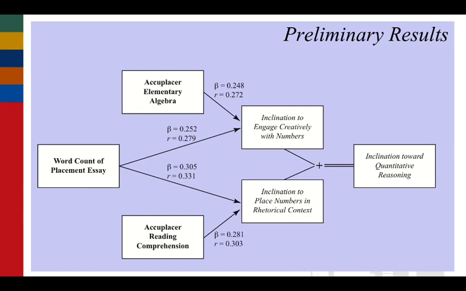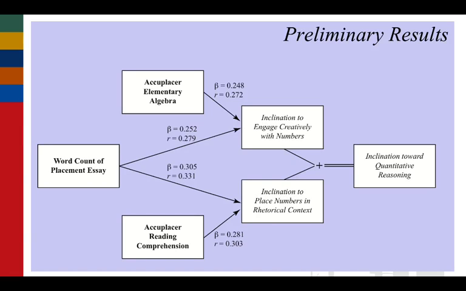And so my proposition looks something like this: that the word count, so how much a student writes on this writing placement exam, seems to positively correlate with both their inclination to engage creatively with numbers and also to place those numbers in a rhetorical context. Maybe it's because they're reaching out for more evidence within the article compared to students that wrote less. But there seems to be a positive correlation there. And then there's this disparate effect where the elementary algebra score seems to impact their creative engagement, and their reading comprehension seems to correlate more with their ability to handle numbers within a context.